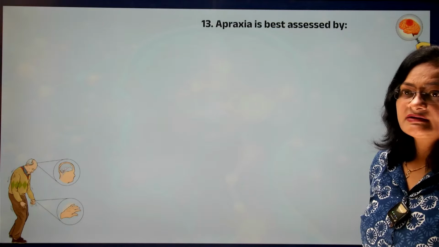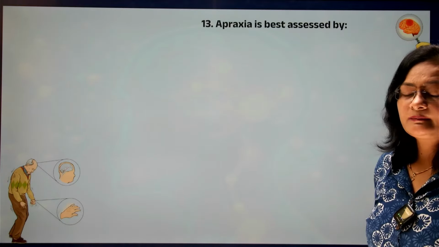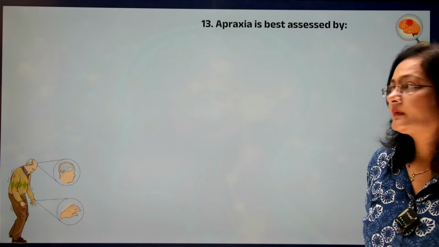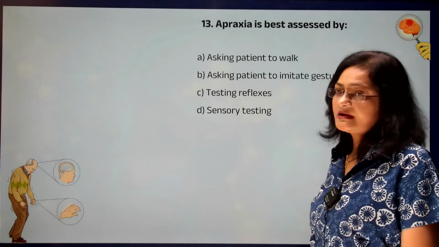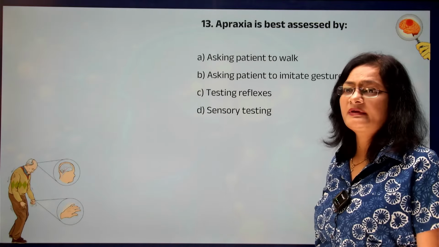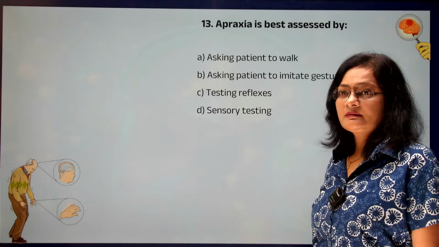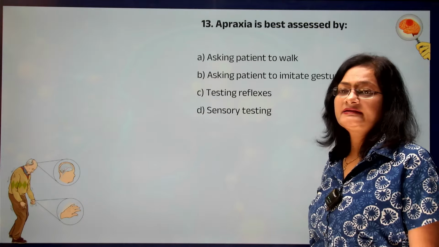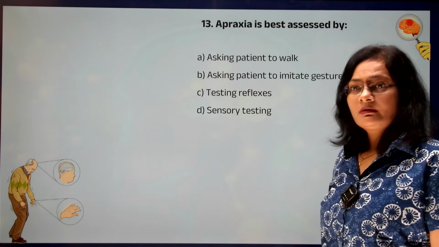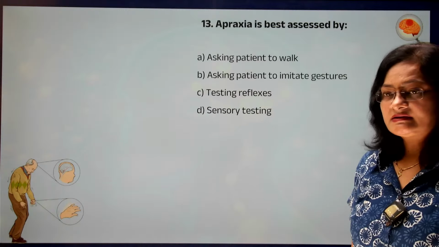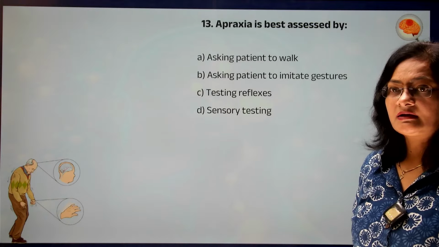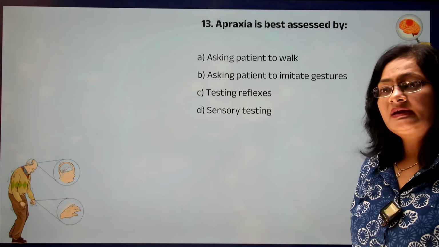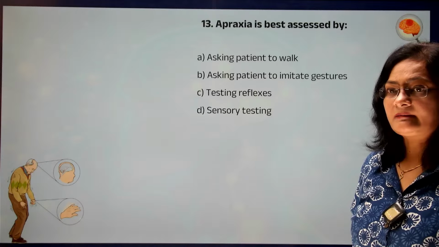The next MCQ: apraxia is best assessed by. Apraxia we have already discussed in the perceptual deficits. So apraxia can be assessed by asking the patient to walk, asking the patient to imitate the gesture, testing reflexes, and sensory testing. Testing reflexes and sensory testing are assessed by the therapist. So they are objective assessments. So they will not be used to identify apraxia.